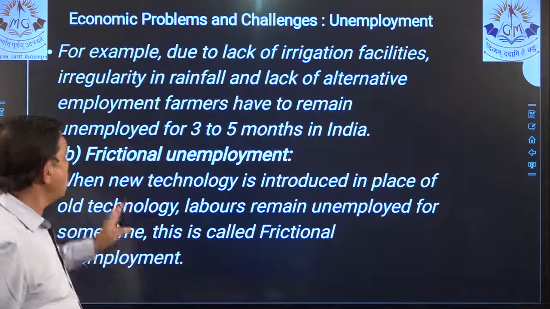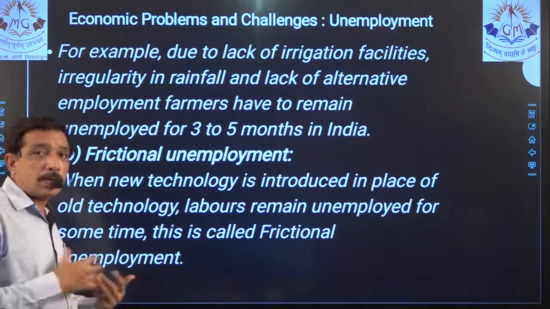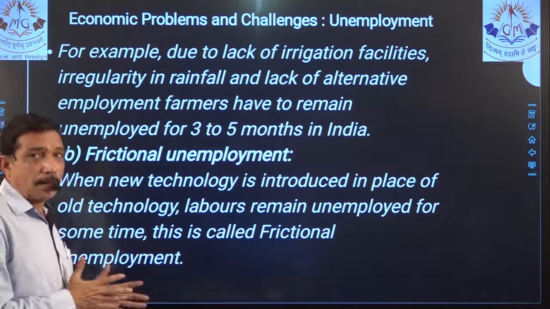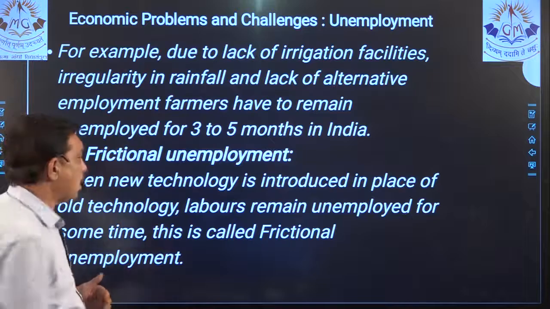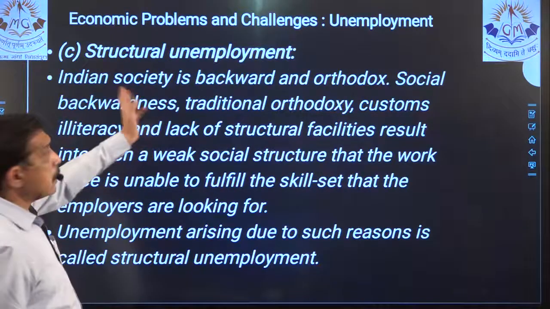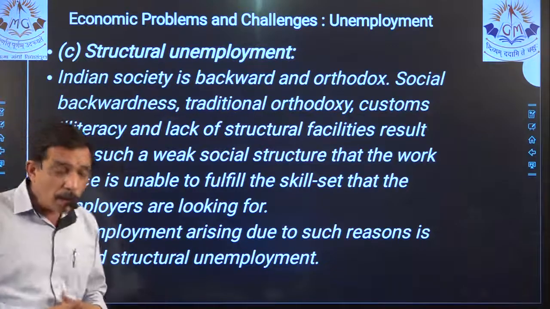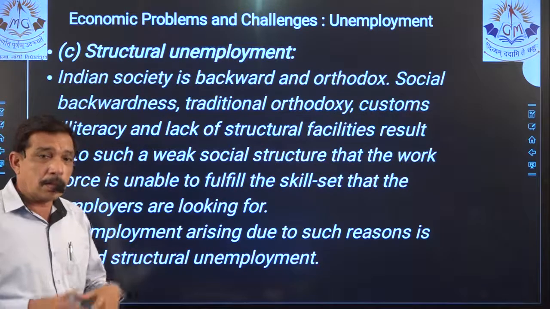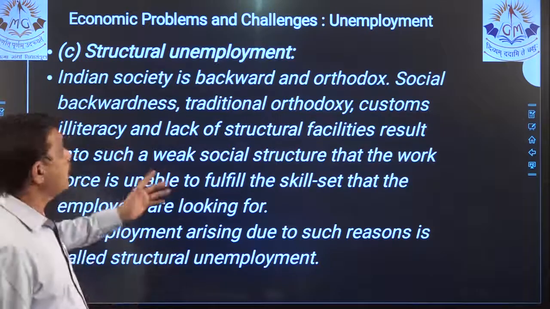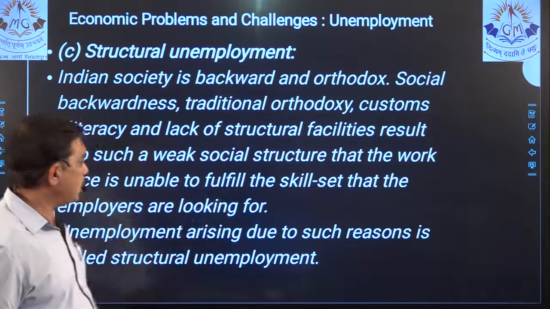Frictional unemployment, yes: when technology is introduced or old machines are replaced by new machines, then people have to temporarily be out of work. That is called frictional unemployment. Labor that remains unemployed for a long time is structural unemployment. The social structure that we have is backward and orthodox, social backwardness, traditional orthodoxy. This is quite a lengthy one, right?